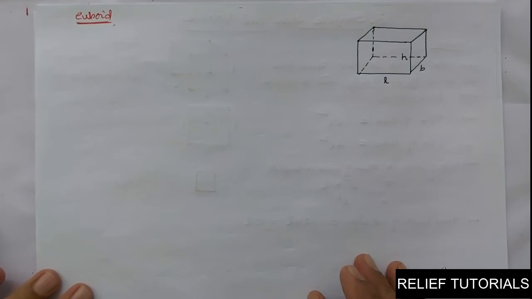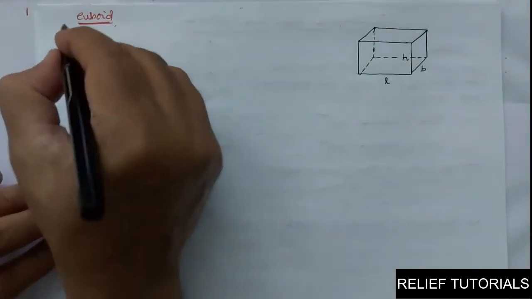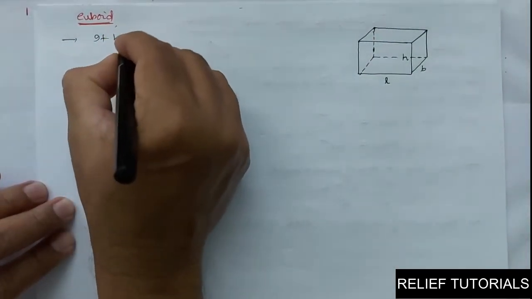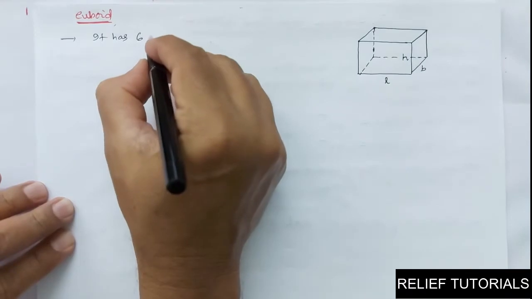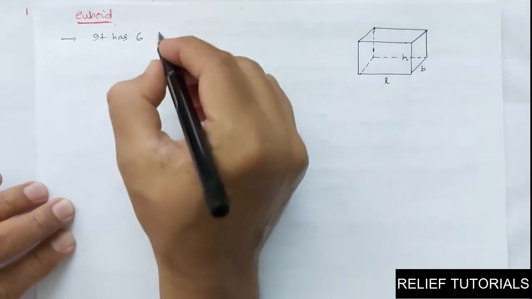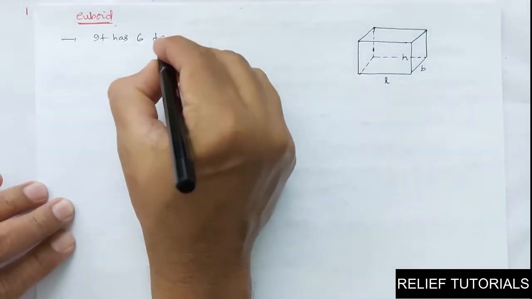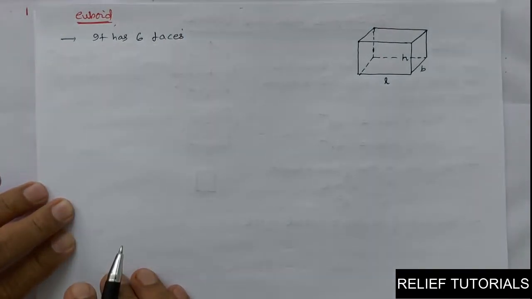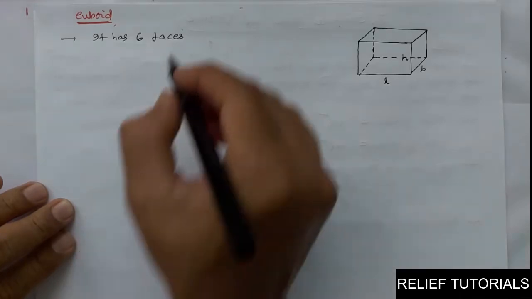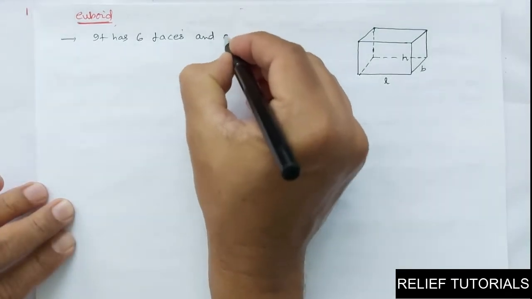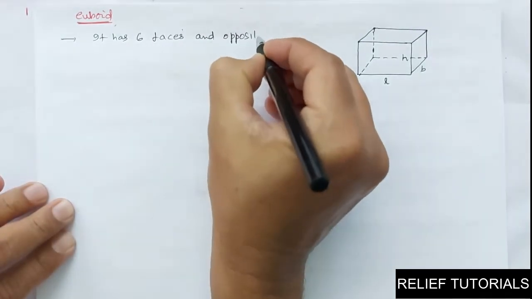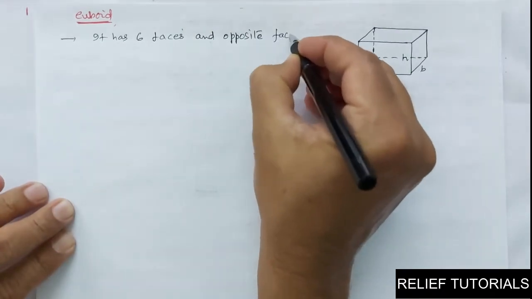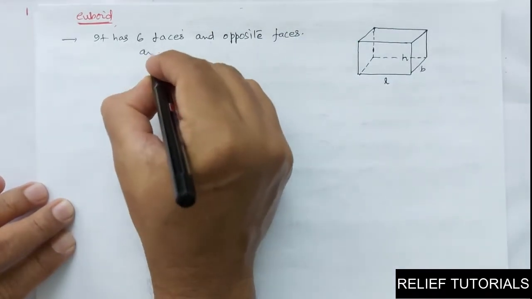So now we'll talk about the cuboid. It has 6 rectangular faces. Some faces may be square also. So we can say it has 6 faces and opposite faces are congruent. Clear?